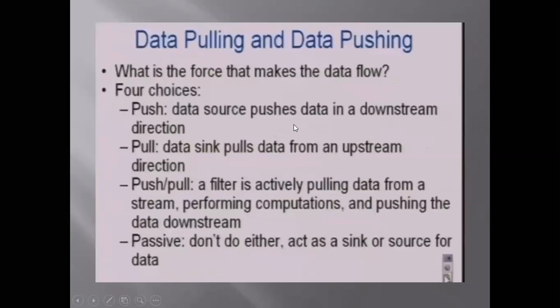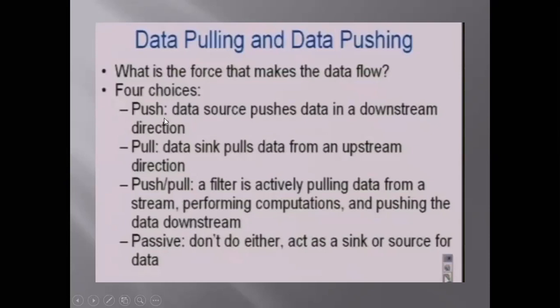Next, we see the concept of data pulling and data pushing. As we have seen in the previous slides, data pull and push procedures or function calls are activated whenever they are called. So what is the force that makes this data flow? There can be four choices: push, pull, a push-pull combination, or passive.